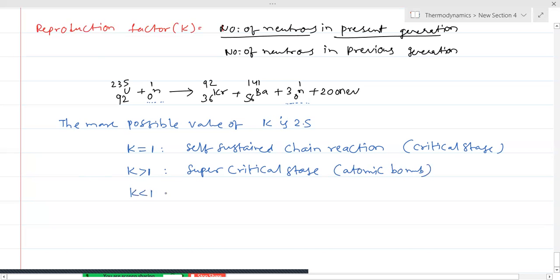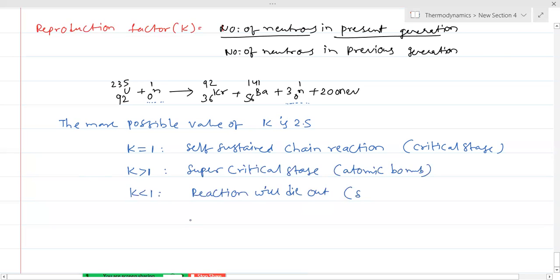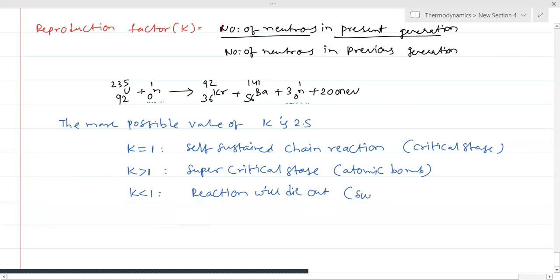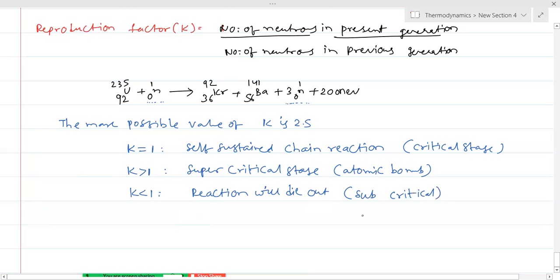If K is less than 1, the nuclear reaction will die out. When K is less than 1, the number of neutrons in the present generation decreases, so after a while there are no free neutrons available for the reaction, and the reaction dies. This is called the subcritical stage. We will understand this more by discussing nuclear fission, which we are going to see right now.